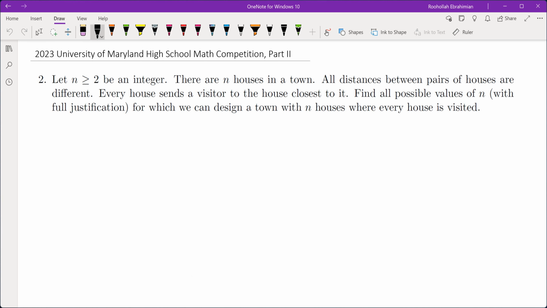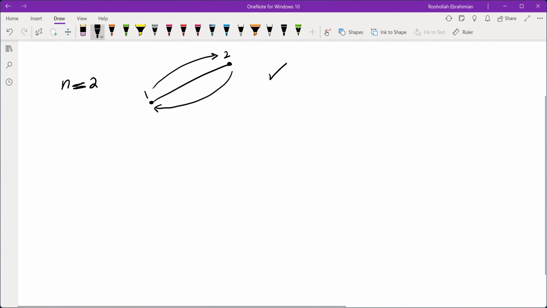visited. Okay, so I'm going to start from n equals 2 and then see if we can find a pattern for all the n's for which this is possible, and then we will prove it. So for n equals 2, we have two houses. Whatever distance they have, house 1 sends a visitor to house 2 and house 2 sends a visitor to house 1. So n equals 2 actually does work.